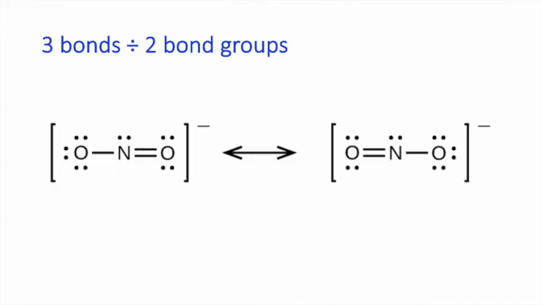Let's do another example. Each of these structures has 3 bonds, 1 single bond, and a double bond. There are 2 bonds in the double bond. That's 3 bonds total. However, there are 2 bond groups. There are 2 oxygens that are bonded to the nitrogen. If we divide 3 by 2, we get 1.5 bonds, and that is our bond order.